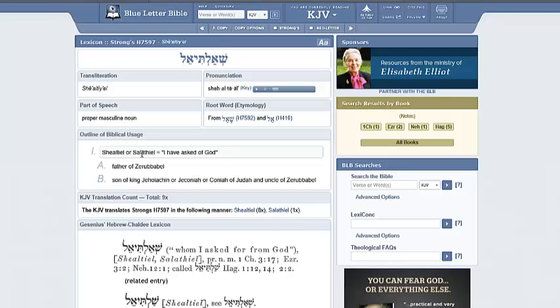Now, this is a little different. Alright? This is not going to have a storyline behind it or no drama behind it. It's going to be pretty much straightforward. This is the book of Ezra, chapter 3, verse 2.